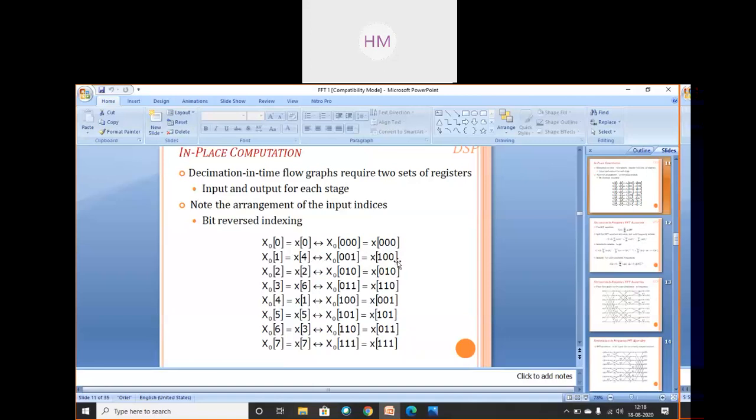001 was there, I bit reversed it to 100, so I got x4. x0 of 1 is the same as x4. x0 of 2 is the same as x of 2. x0 of 3 is the same as x of 6. x0 of 4 is the same as x of 1. 5 is the same as 5. X of 6 is the same as x of 3. X of 7 is equal to x of 7.